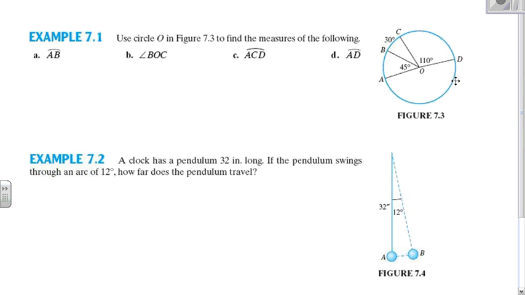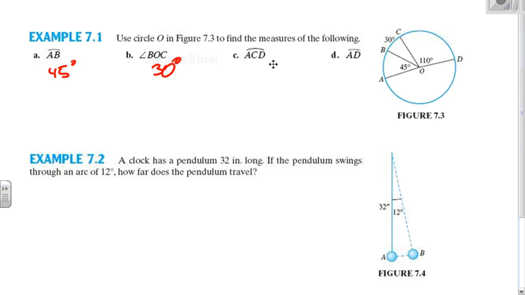So using the circle over here, find the measures of the following. AB, the arc AB is 45 degrees because it's the same as the central angle. Angle BOC is going to be 30 degrees because that's how much the arc is. The arc and the angle are the same.